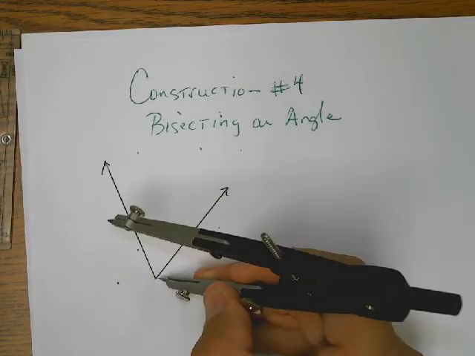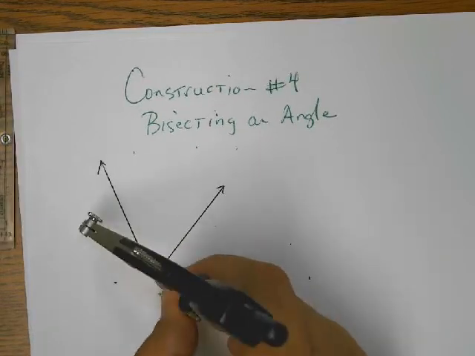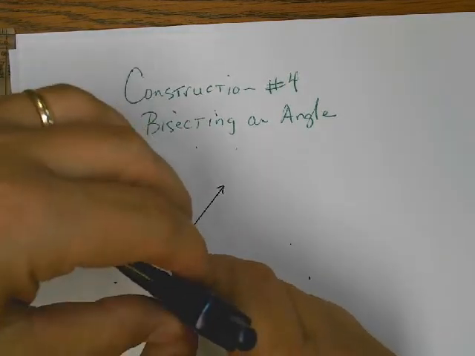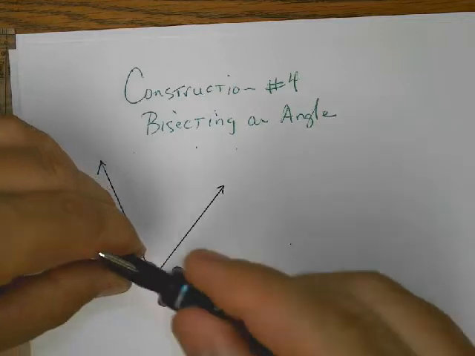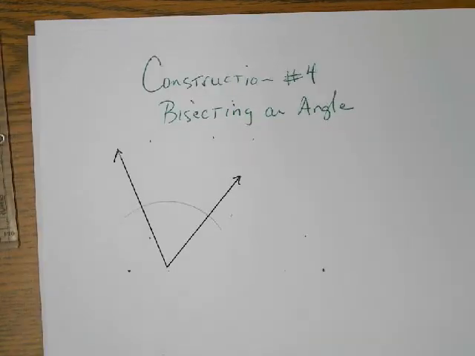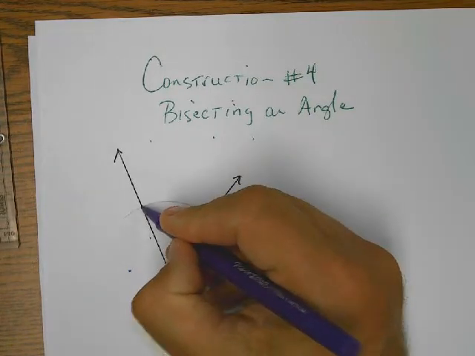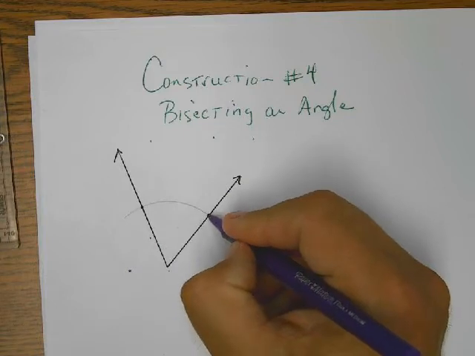All right, so we go here to the vertex, and we make an arc that intersects both rays. Here we go. All right, go ahead and do that at your seat. I'm going to get a different color marker out for today. I highlight those points of intersection.